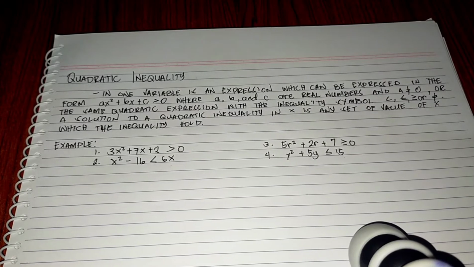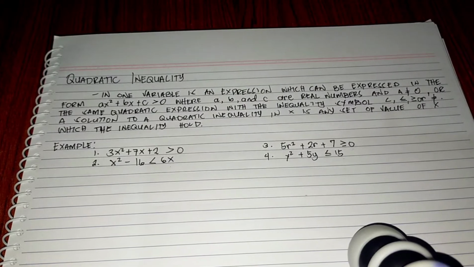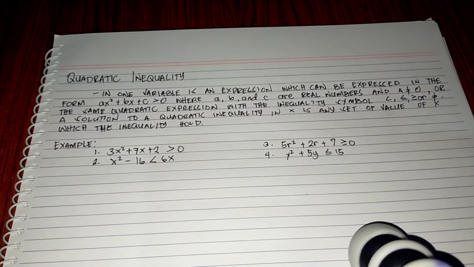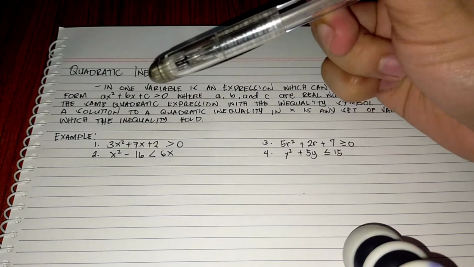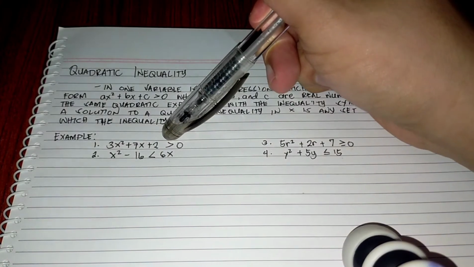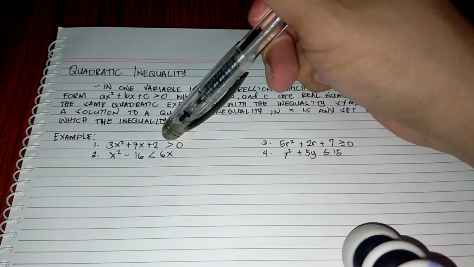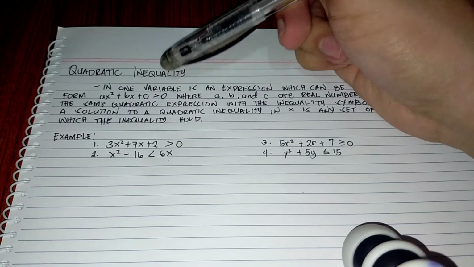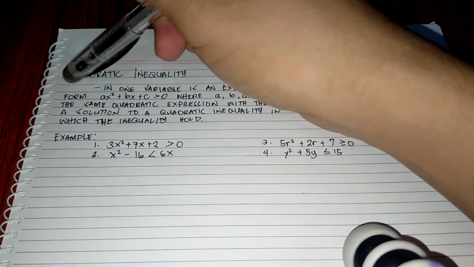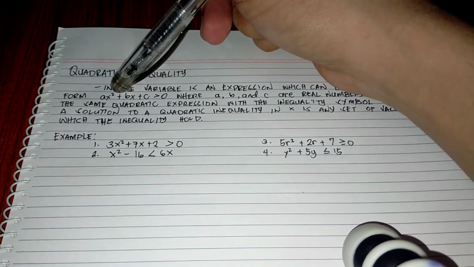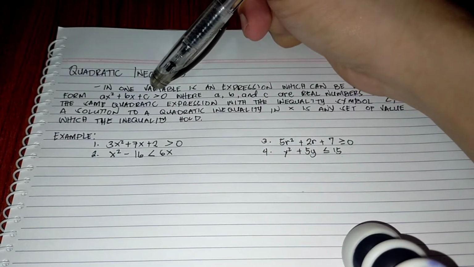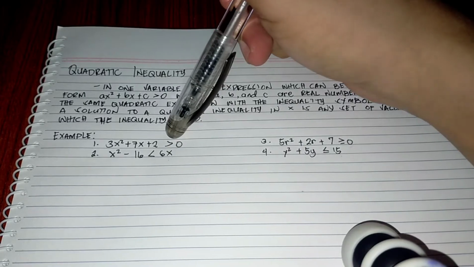A solution to a quadratic inequality in x is any set of values of x for which the inequality holds. For example, number 1, 3x squared plus 7x plus 2 is greater than 0. Ang gamit niya na symbol ay greater than, no? So, yun yung nasa part ng quadratic inequality. Ang given na formula is ax squared plus bx plus c is greater than 0. And that is for example number 1.